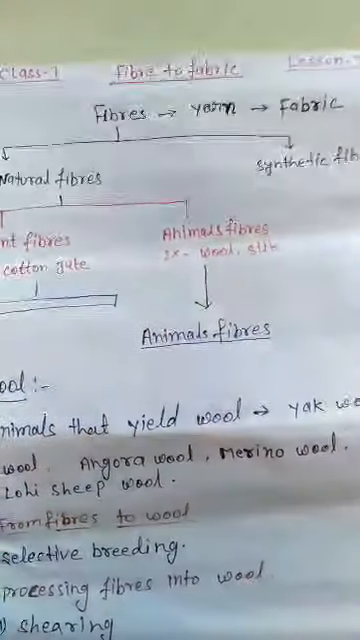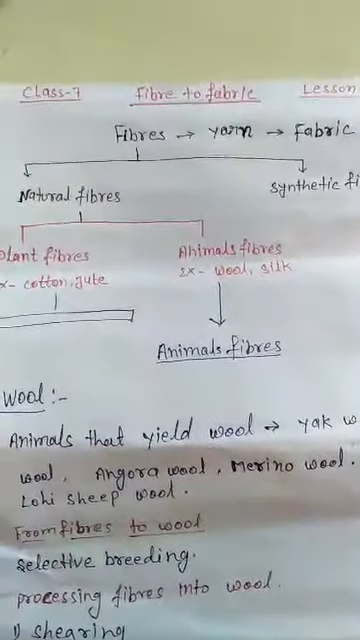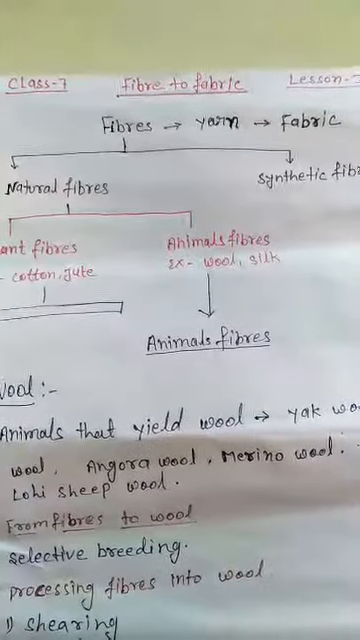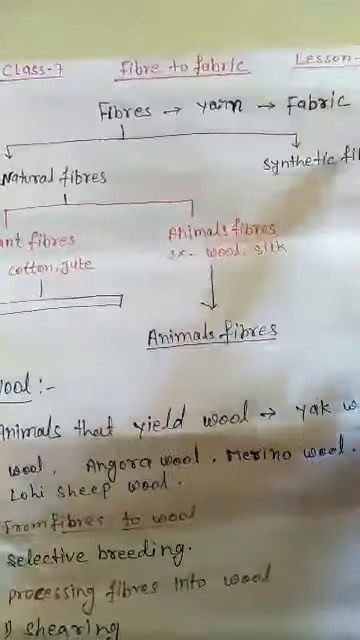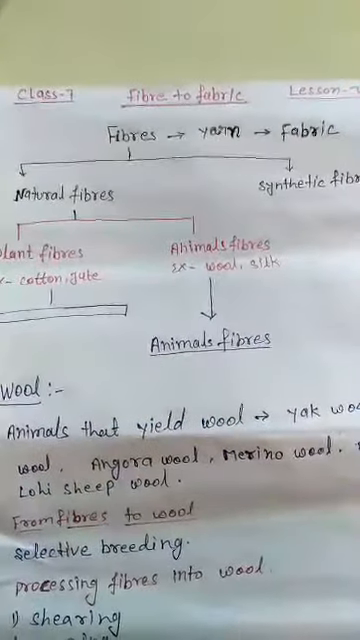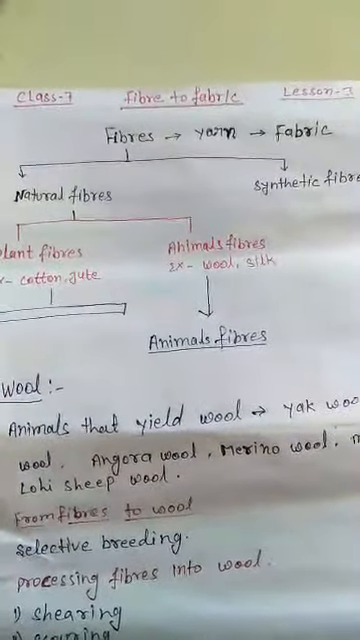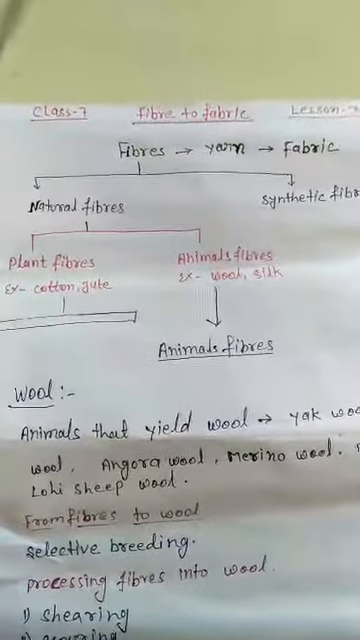Okay, and fabric. Fabric is made from fibers from natural or from artificial sources. Fabric is made from fibers and is used for making different types of dresses.